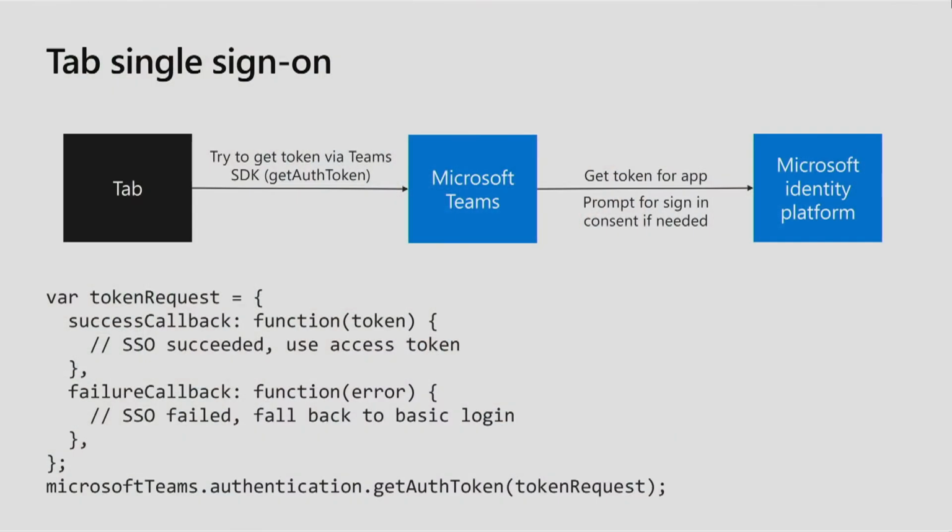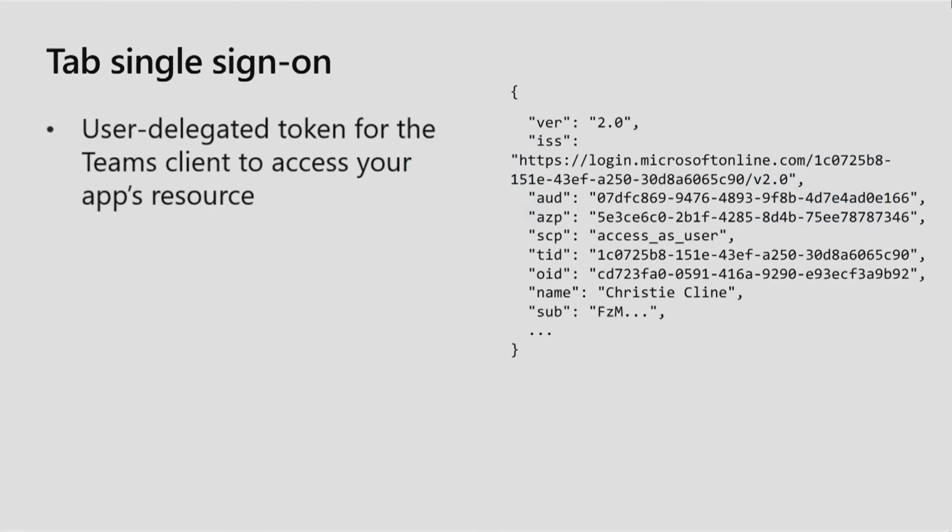Clearly, that's not ideal. So we've improved on this by introducing Tab SSO. This is a feature that is currently in developer preview, but it will be generally available by the end of June 2020. With single sign-on, or SSO, the tab calls the getAuthToken method in the SDK to get a token for the current user. Now, this token is a user-delegated token for the resource that corresponds to your application.